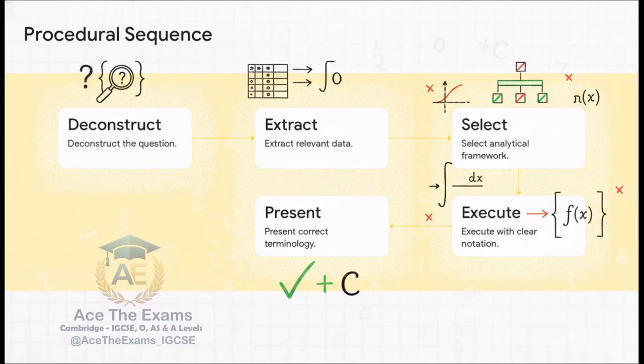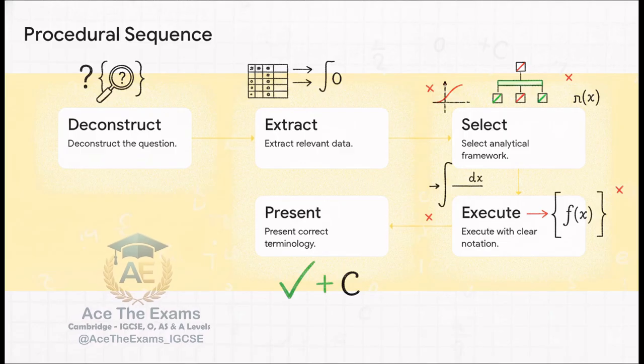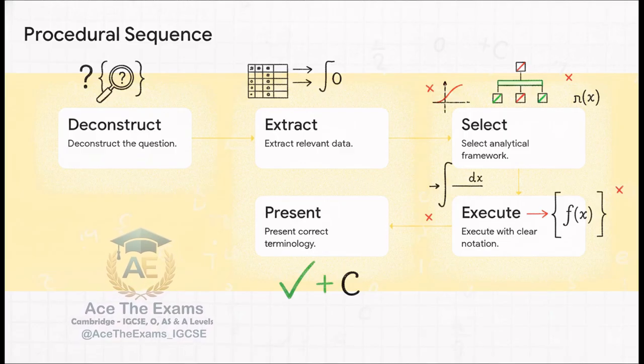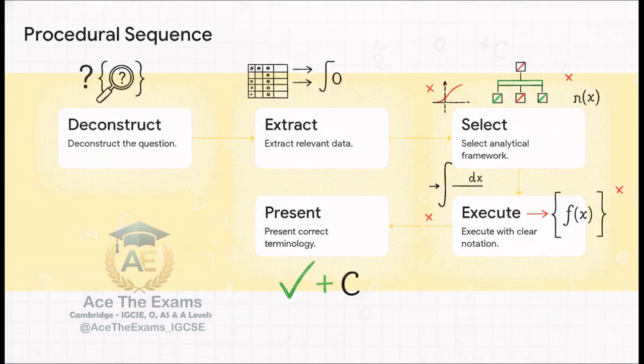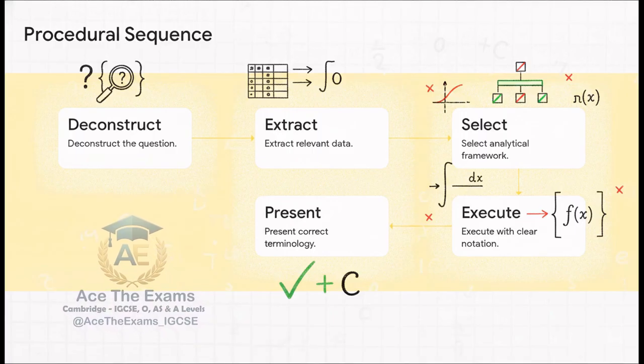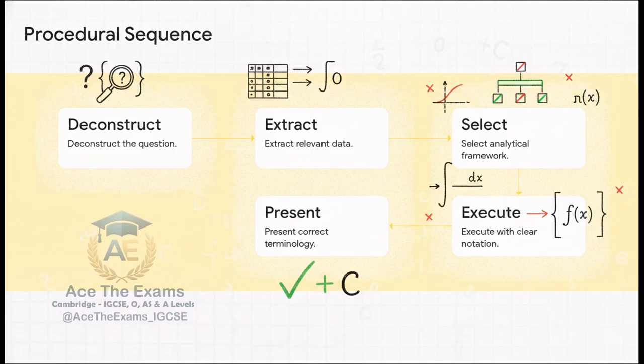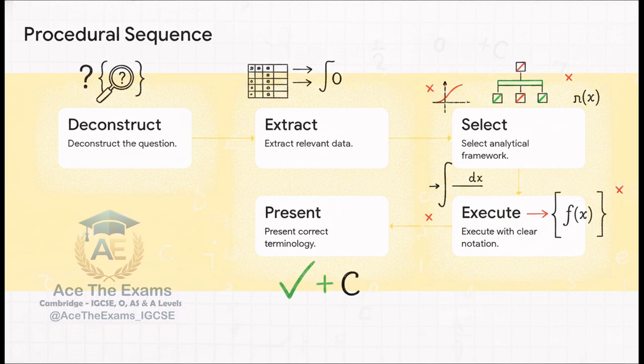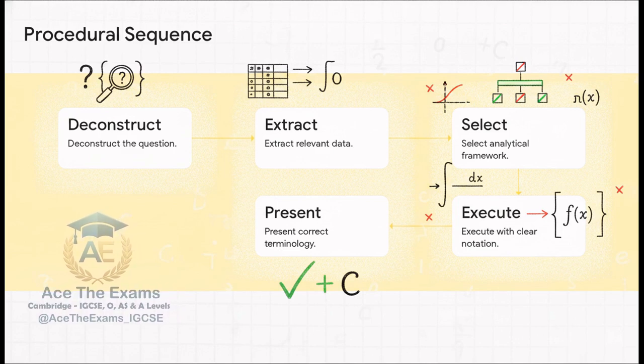Step 1. Deconstruct the question. Ask yourself, what are the specific command words here? Is it evaluate? Is it find the exact value? Or is it show that? Those mean very different things. Step 2. Extract relevant data. Are there limits of integration you need to worry about? What exactly are the coefficients?